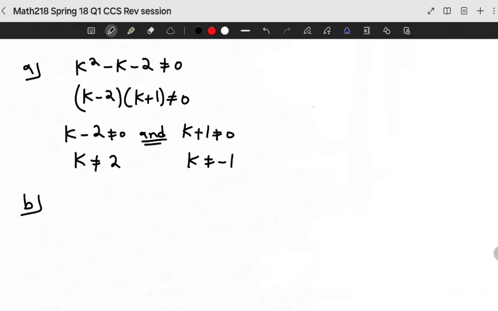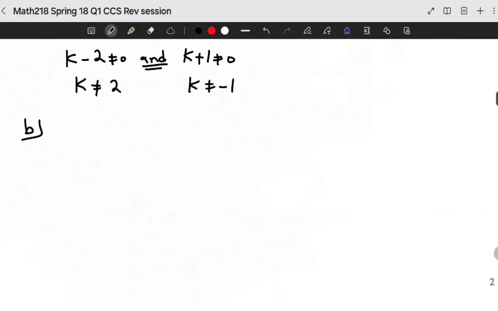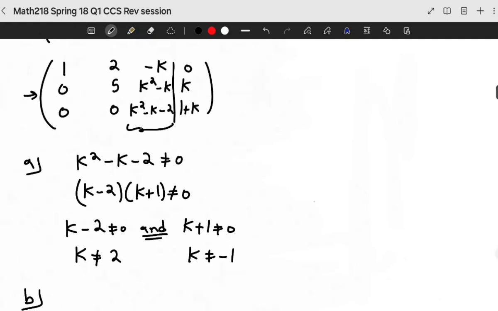For part B, for what values of k does the system have no solution? For the system to not have any solutions, we want this to be equal to 0, and this to be some value that's not 0. Then the system would be inconsistent, because this equation would have no solution. So if this coefficient is 0, then the left-hand side would evaluate to 0. The entire left-hand side is going to evaluate to 0 if this was 0. And then the right-hand side, if it's not 0, then we'd have no solutions.